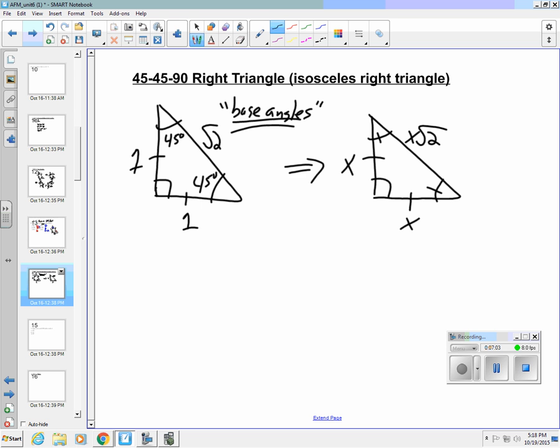This is true even if you make it bigger or smaller, the same pattern is going to hold, same ratios between the sides. So another example. If we had two sides that were both length 3 in a right triangle, we know it has to be 45, 45, 90, an isosceles right triangle. And we know that the hypotenuse would be 3 root 2.